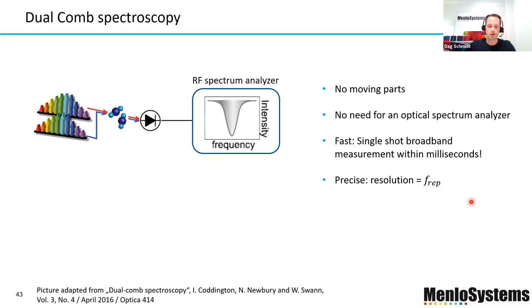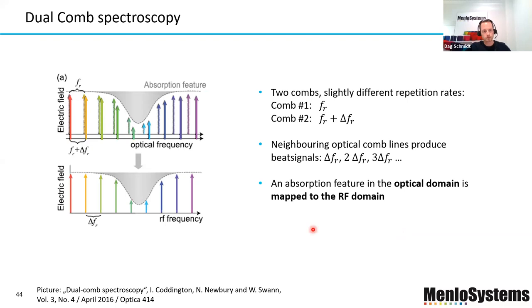So how does this really work? We'll show you on the next slide. Well, you have to use two combs, and they have slightly detuned repetition rates. So if comb one has the repetition rate f_r, then comb two is slightly detuned by delta f_r. And this means here on the frequency axis, if these two red modes coincide perfectly, then the yellow ones will have a distance of delta f_r, the green ones here of two delta f_r, and so on.